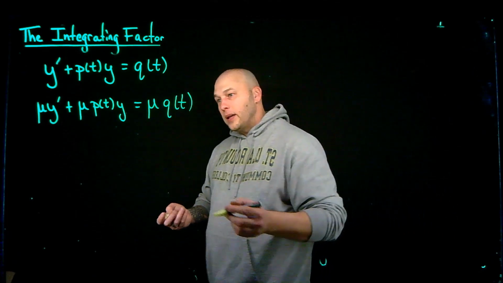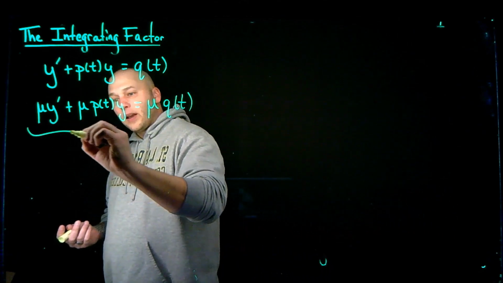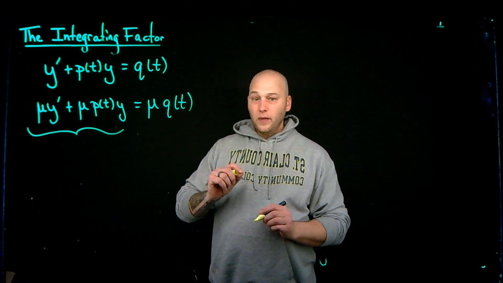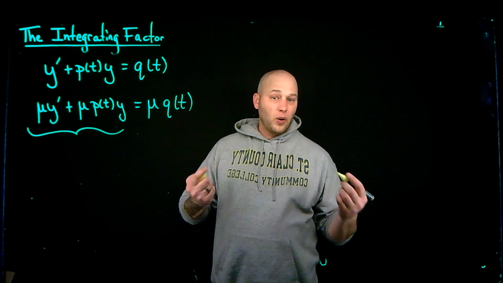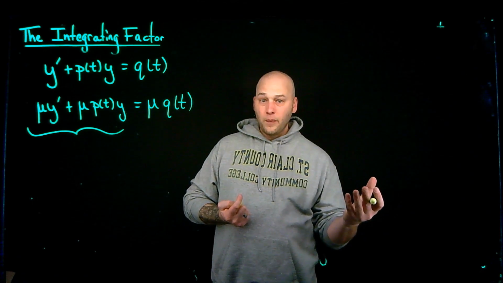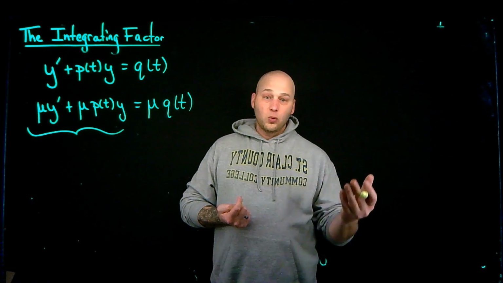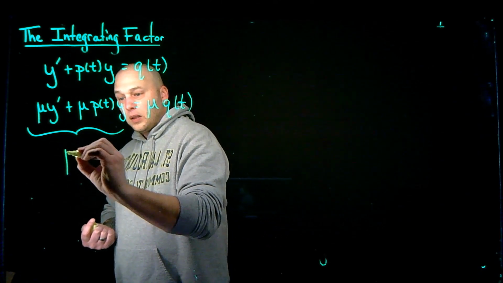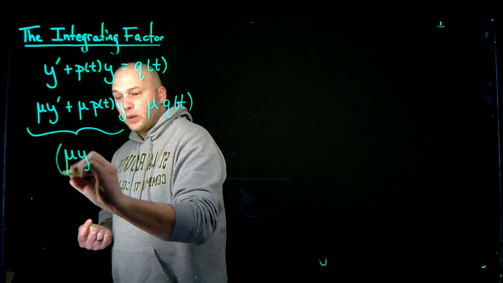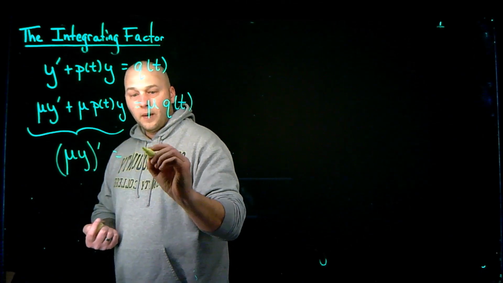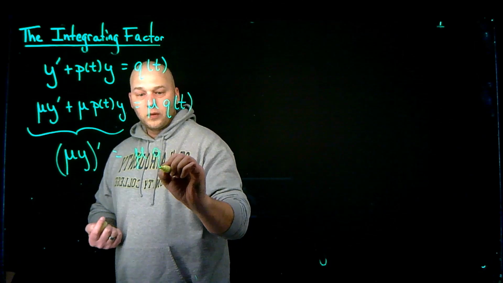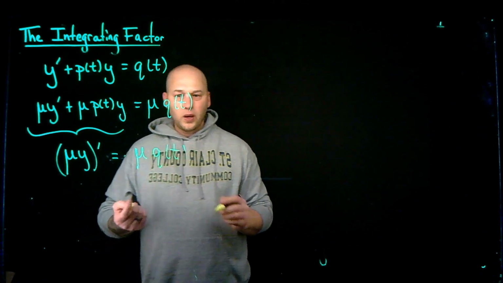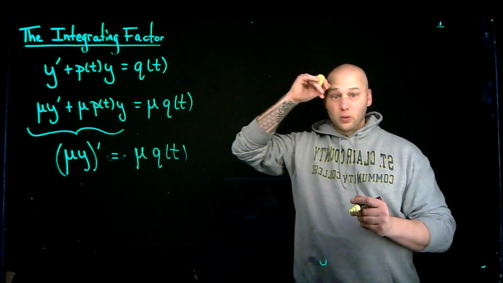Then the goal and the hope is that I can rewrite this side as the derivative of a product. And what I took the derivative of is mu times y. So I want this whole left-hand side to be the derivative of mu times y. Okay? So then that's going to be equal to mu q of t. So basically I'm just going to kind of ignore the right-hand side. That's just part of the differential equation. I'm focusing on where does mu come from.